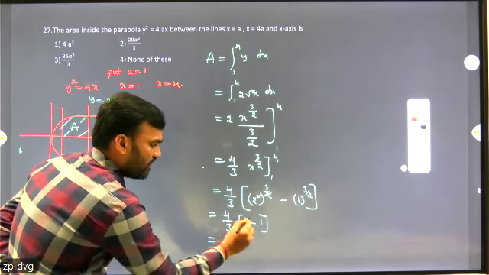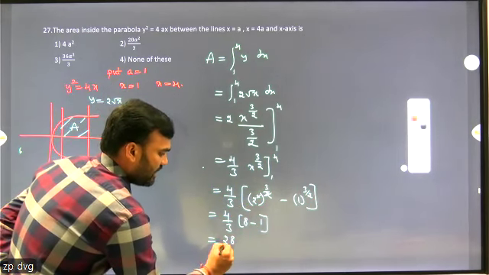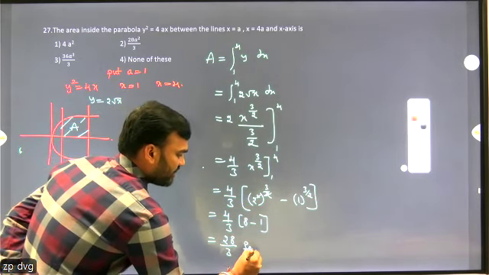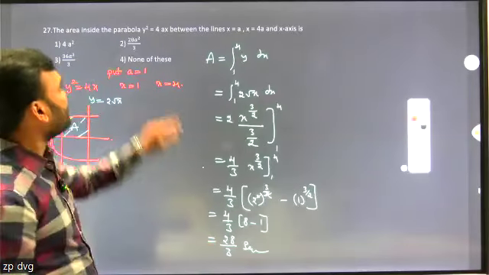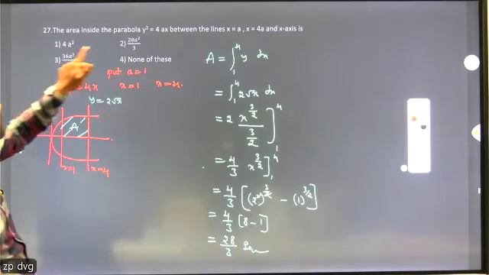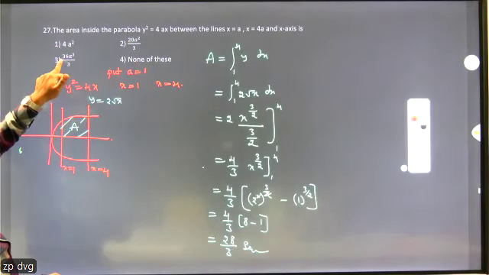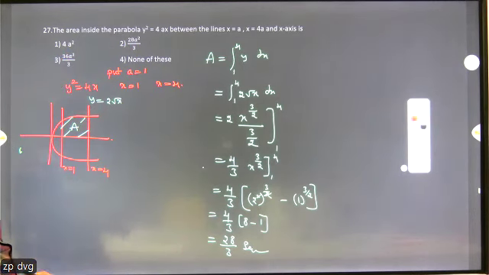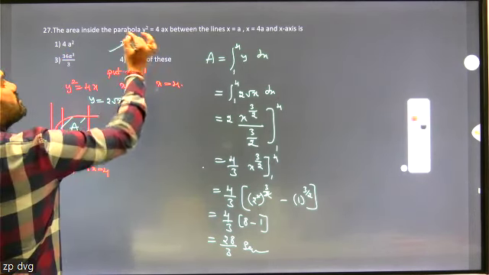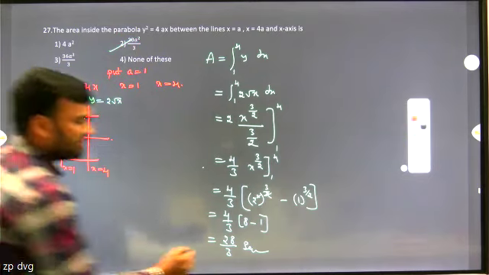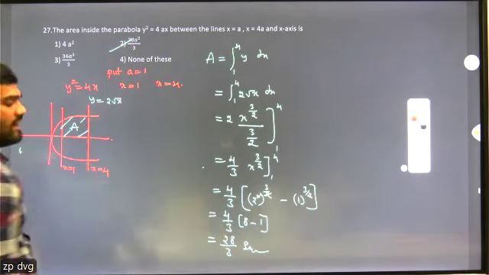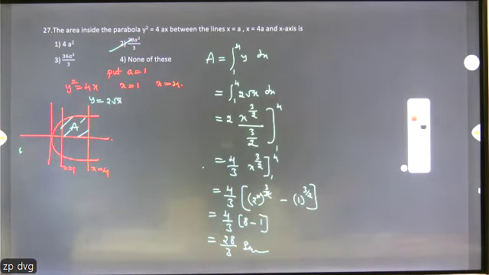Okay? Then 4 times 7, 28/3 square units. In the answer also, here what is that? 4a square, 28a square by 3, 36a square by 3. That's why option 2 is the answer. Why? Because 28a square, a is equal to 1, so 28 by 3 square units.